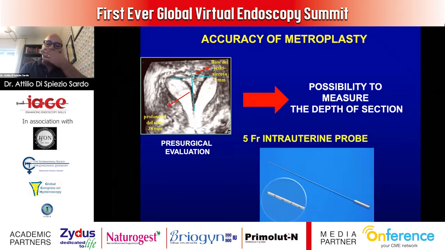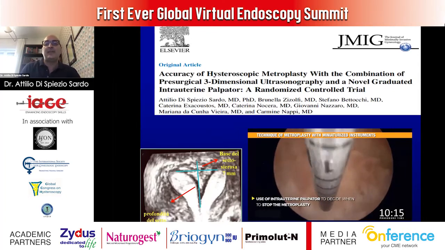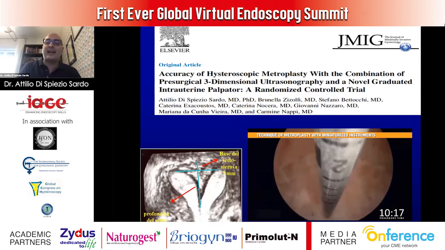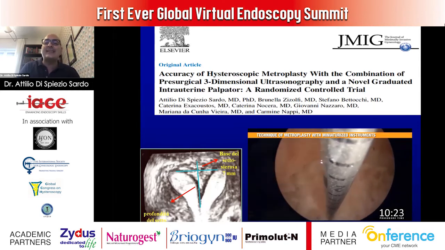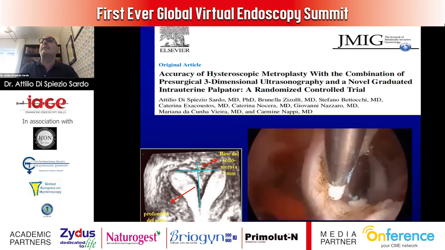That's why we developed with my friend and master Stefano Bettocchi an intrauterine probe, 5 French, with which you can measure how many millimeters, how many centimeters of the septum you have cut. When you have stopped your metroplasty, you can put in this intrauterine hysterometer, and so you can see perfectly how many millimeters you have cut. Like in this case, if you do the sum of the fundal thickness and length of the septum, and given that you want to leave 1 centimeter of fundal notch, you had to remove 21 millimeters of the septum.